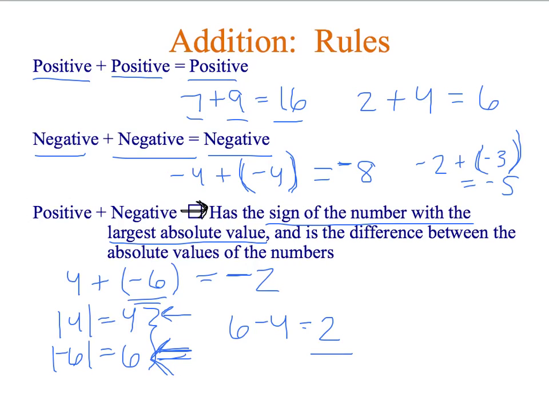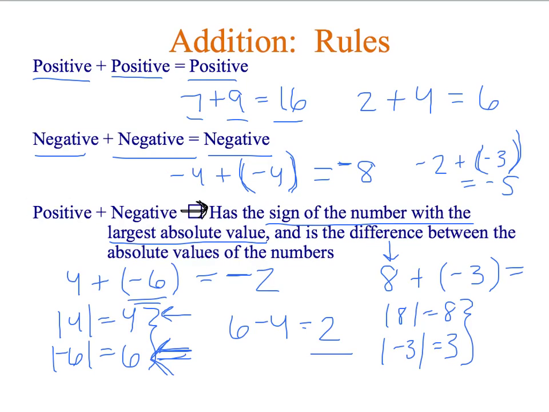Let's try another problem. Let's say 8 plus negative 3 is equal to, here we're going to look again at the absolute values. So the absolute value of 8 is 8. The absolute value of negative 3 is equal to 3. So 8 is greater than 3, so we know that our answer is going to have the same sign as 8. The difference between the absolute values of these two numbers is 8 minus 3, which is equal to 5. So because the 8 was larger, and that had the largest absolute value, and it's positive, and then the difference between their absolute values, which are 8 and 3, would be 5, and that's your final answer.